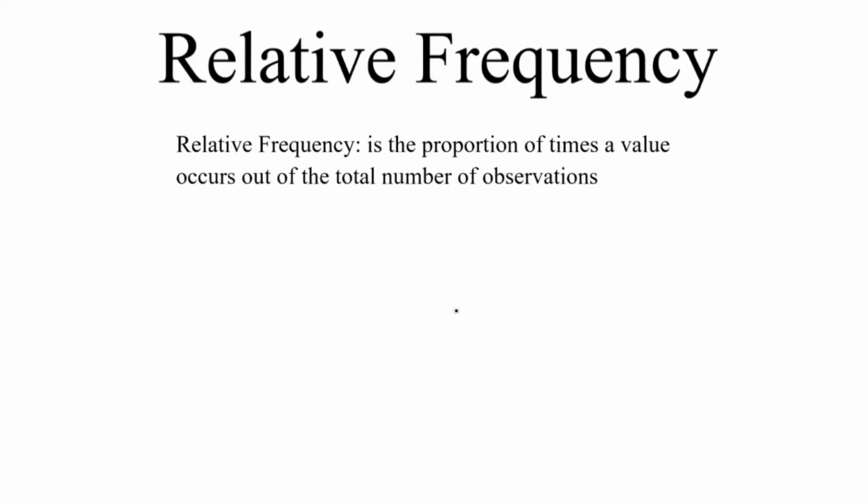Now, it's all about relative frequency. And what is relative frequency? The relative frequency is the proportion of times a value occurs out of the total number of observations. For example, you flip a coin 20 times, right? So you get a head. So the relative frequency of the head is the proportion of times the value occurs, right? So the proportion is going to be a over 20, because 20 is the total number of times you flip the coin. So it's a over 20.